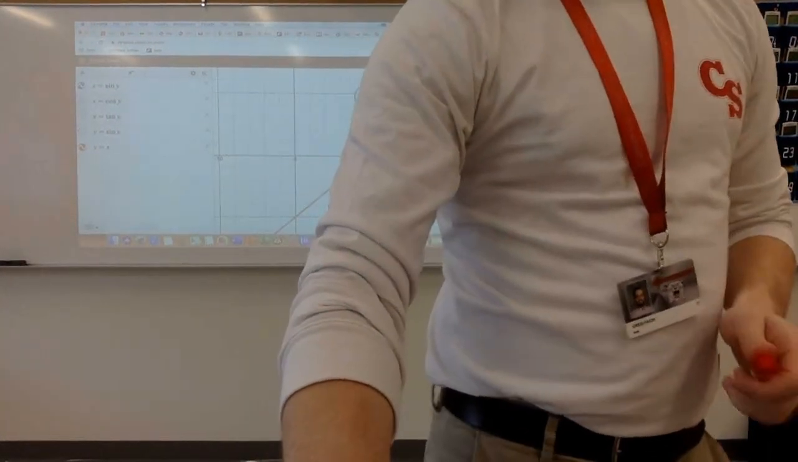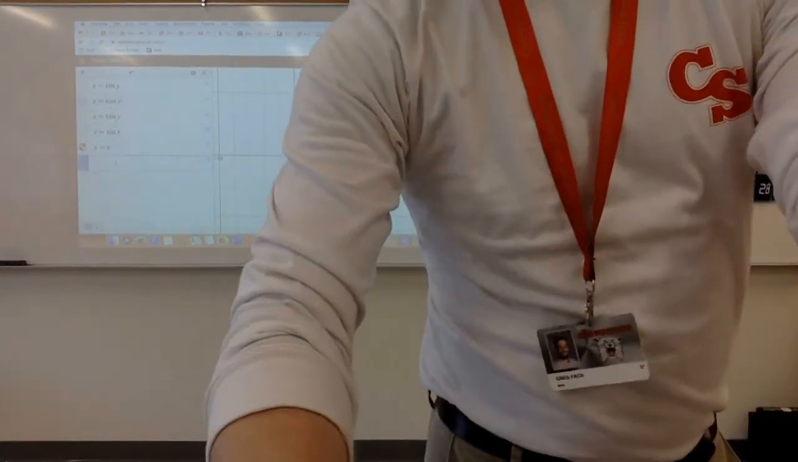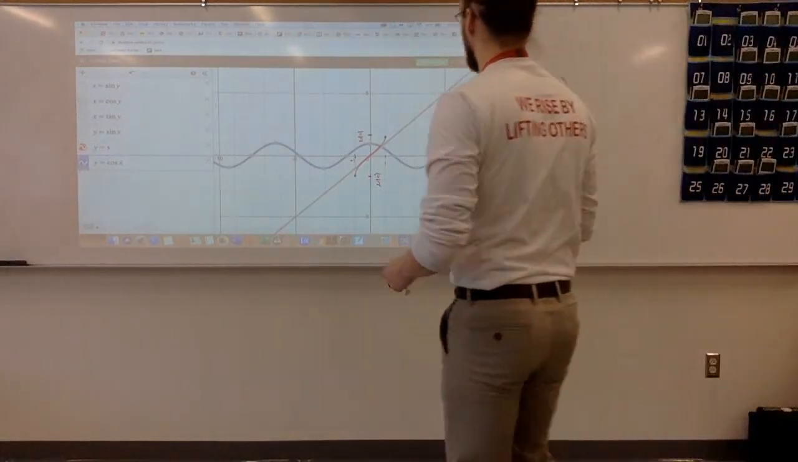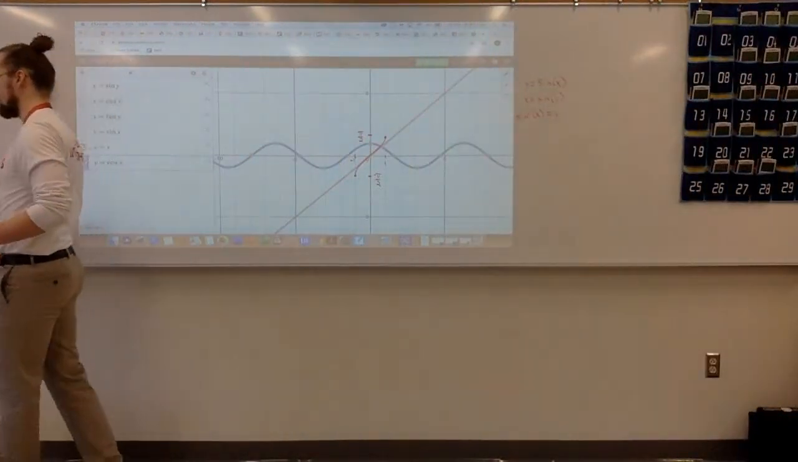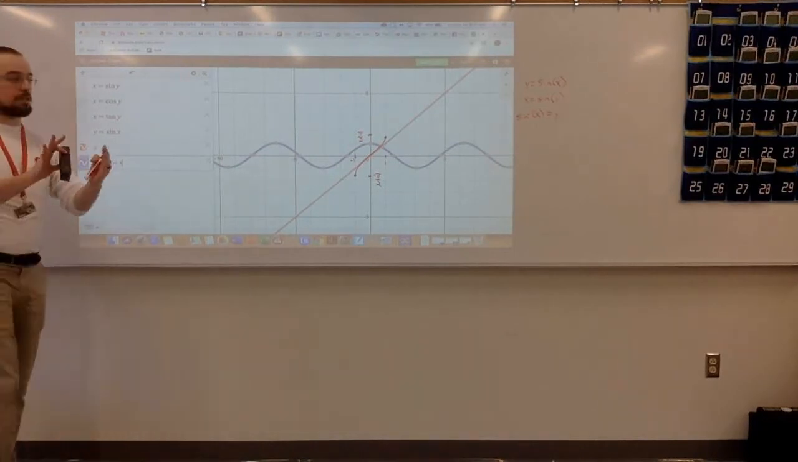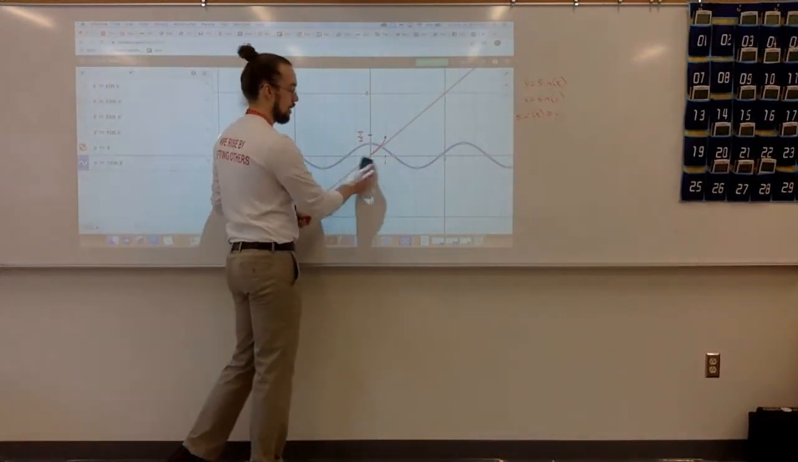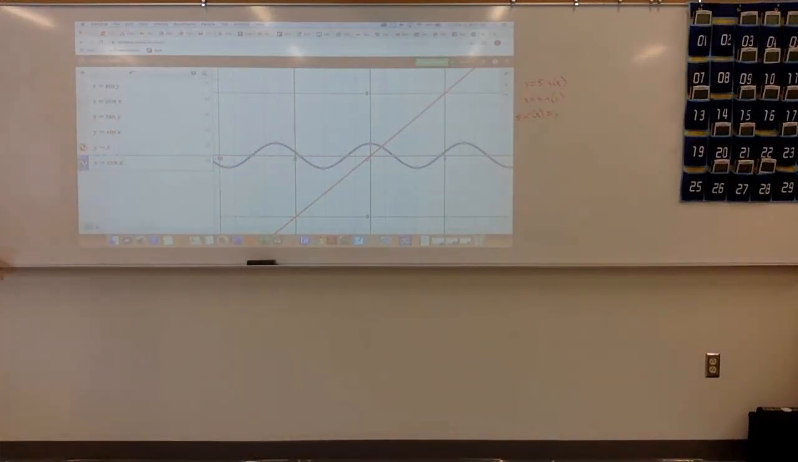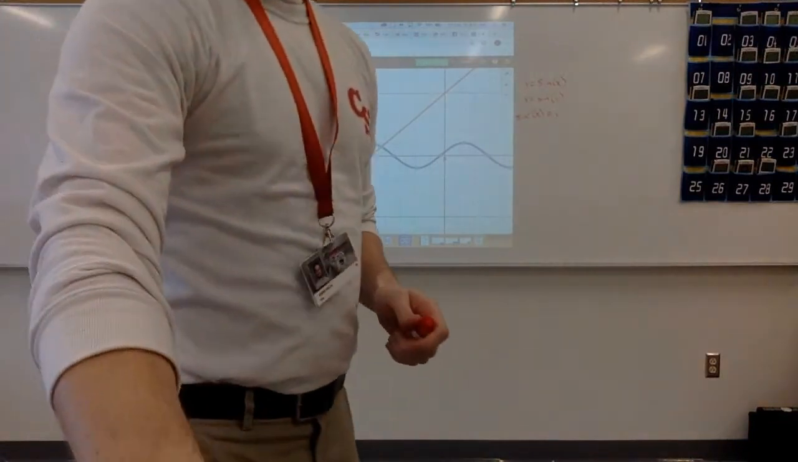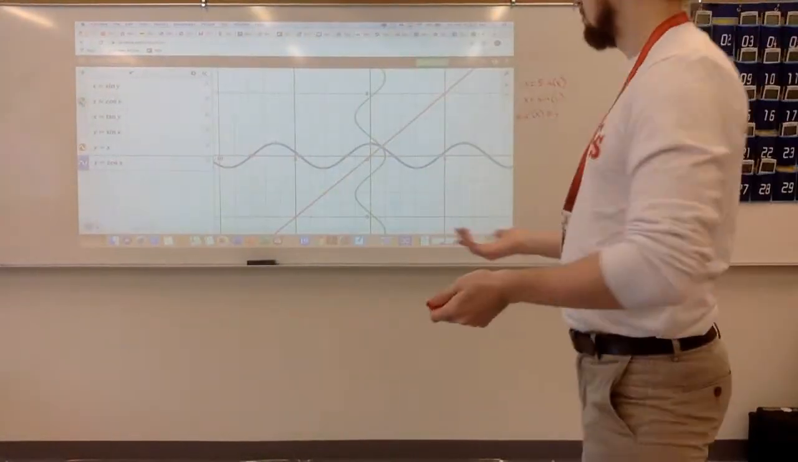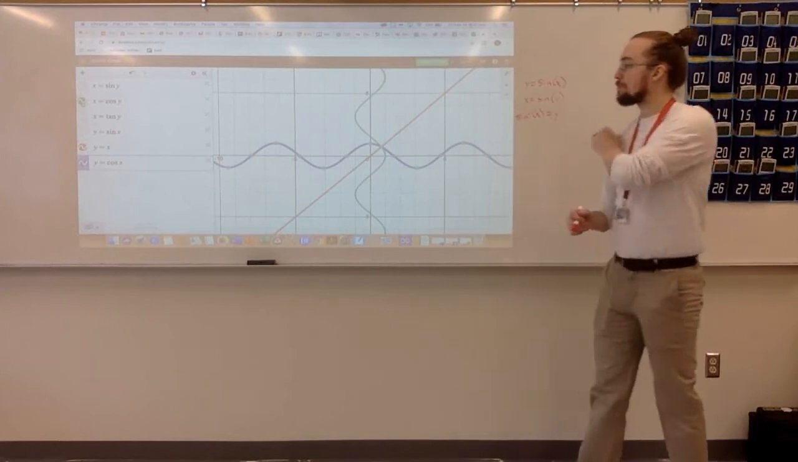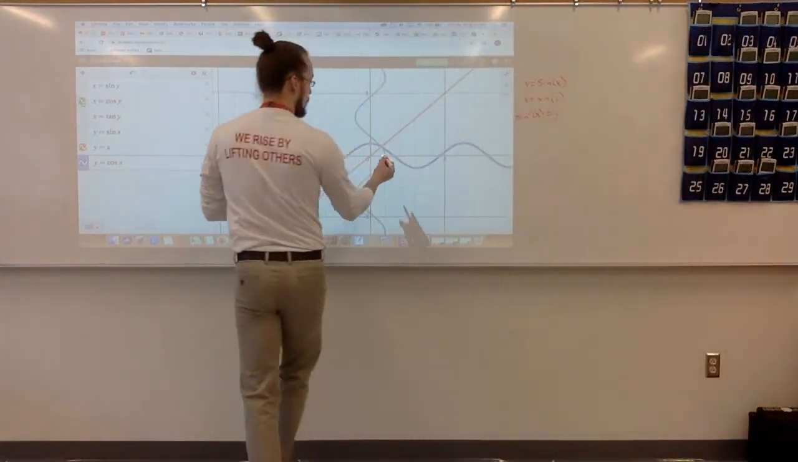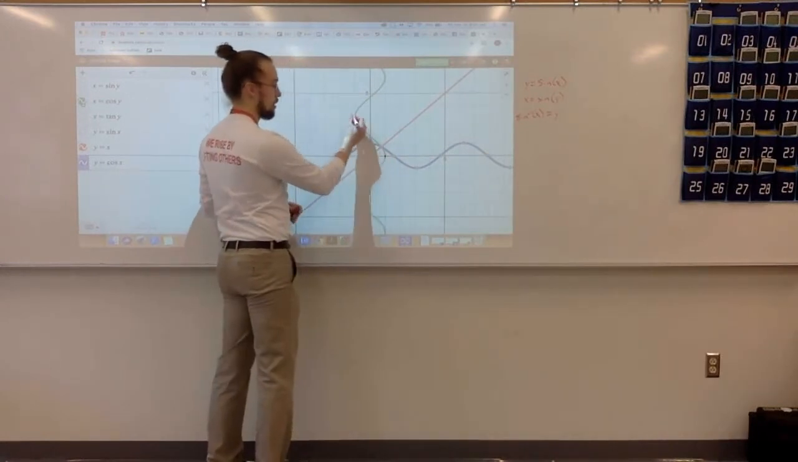Cosine of x is a very similar function. Cosine of x is actually just sine shifted pi over 2. So if I take this function and reflect it across the line y equals x, we will get this picture. So the piece of this graph that we take is actually here.